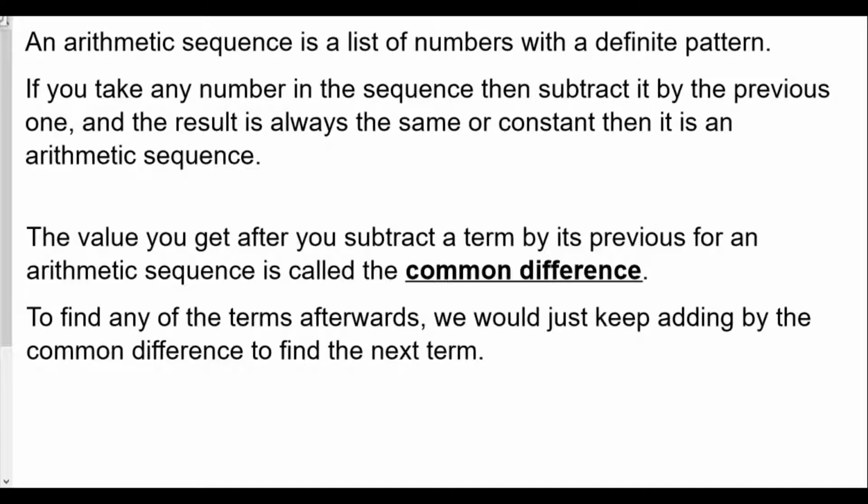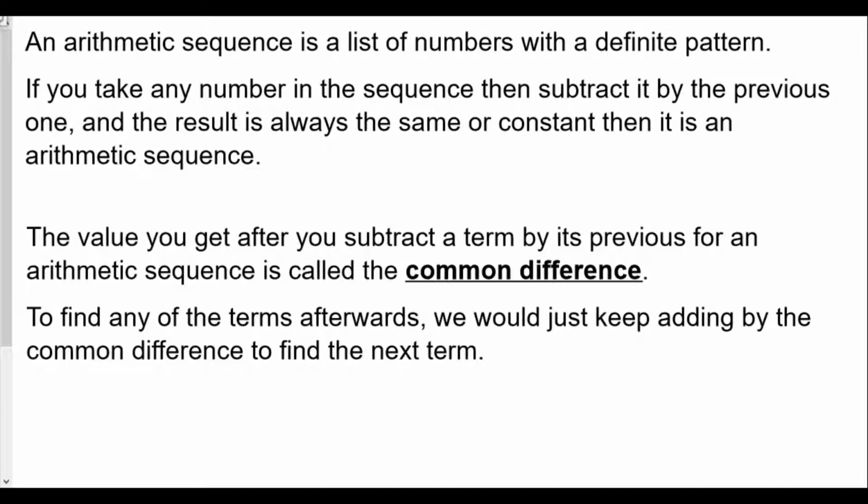So this has to work for all of the terms that are listed there. If you take any term minus its previous term, it will be the same number no matter which two you choose. If there's a situation where that doesn't work out, then it's not an arithmetic sequence. But if it does work for all numbers, this difference we find is called the common difference. To find any of the terms afterwards, we will just keep adding the common difference to find the next term.